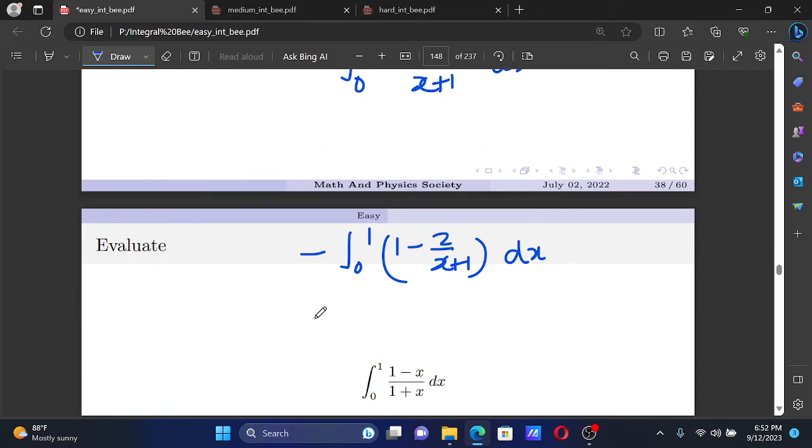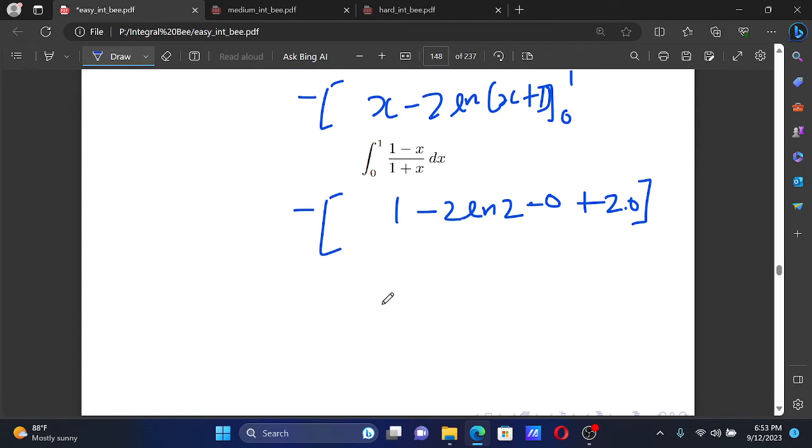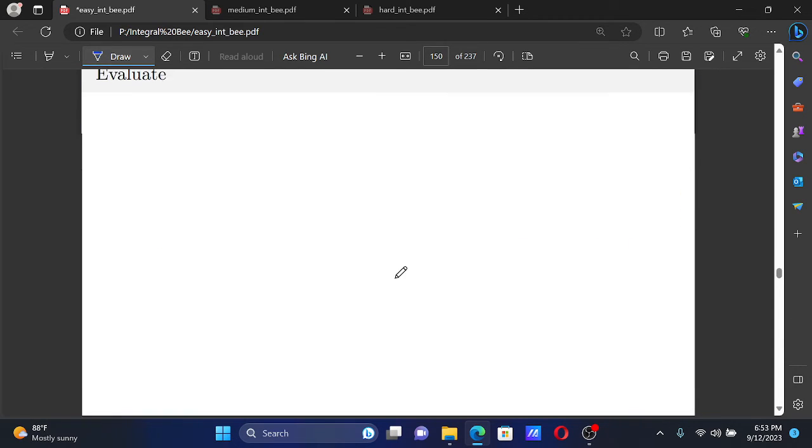Yeah, then minus of x minus 2 ln of x plus 1 from 0 to 1. So that is negative of 1 minus 2 ln 2, and then minus 0 plus 2 times 0. So that's 2 ln 2 minus 1 is the answer. Yeah, let's go to the next one.